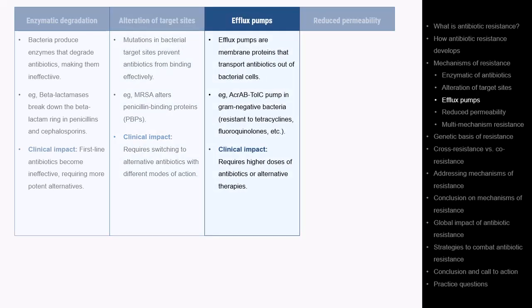Another mechanism is the use of efflux pumps. These are proteins in the bacterial cell membrane that pump antibiotics out of the cell before they can reach their target. Efflux pumps can often expel multiple types of antibiotics, making bacteria resistant to several drugs at once. For example, the AcrAB-TolC efflux pump found in gram-negative bacteria can remove drugs like tetracyclines and fluoroquinolones.